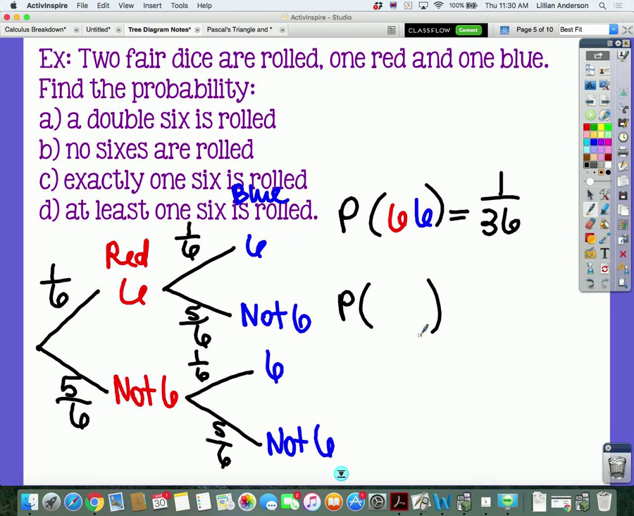Is that A? Yes. That would be the answer for A, because that means that you roll a double 6. That's 1 out of 36. This is your answer for A.